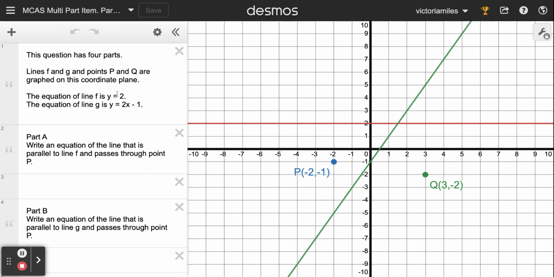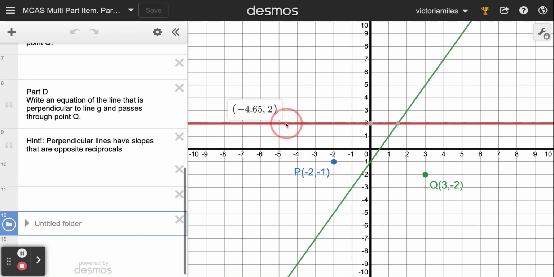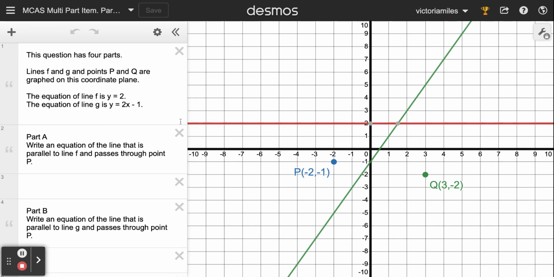The equation of line F is y equals 2. So line F is this horizontal line, because horizontal lines have the same y coordinate, and you'll notice that the y-intercept is 2. Every point that lies on line F is going to have a y coordinate of 2. So horizontal lines start with y equals.